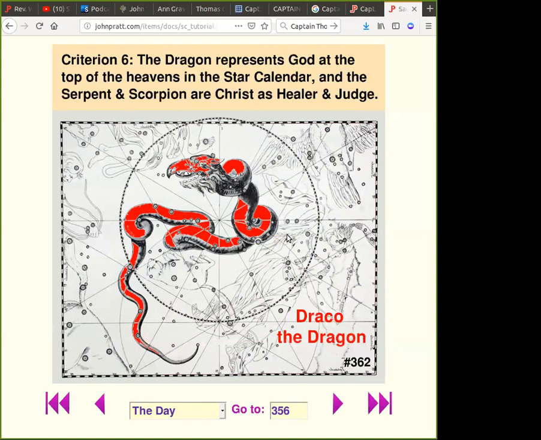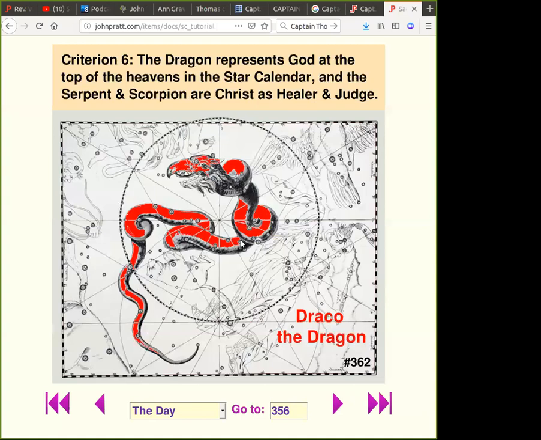In the star calendar, they only represent the good guys because of criterion 2. So in the star calendar, the serpent is always God. Therefore, it's very, very holy. And we'll see later that all 12 stars in the serpent are on holy days, and the top 7 are on major holy days out of the 12. So that's important to know.